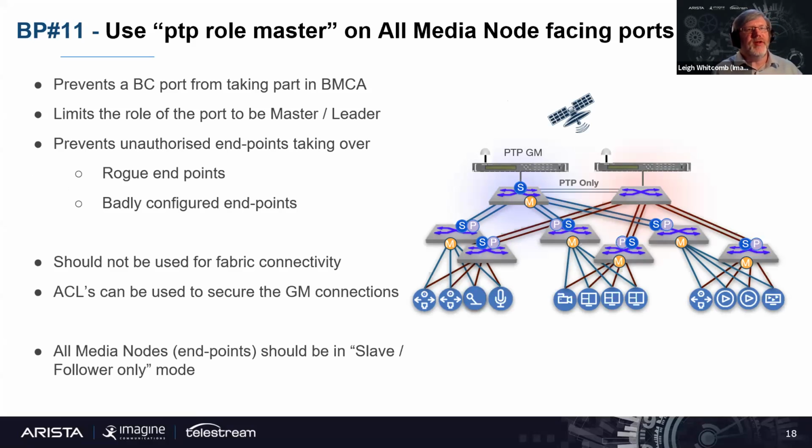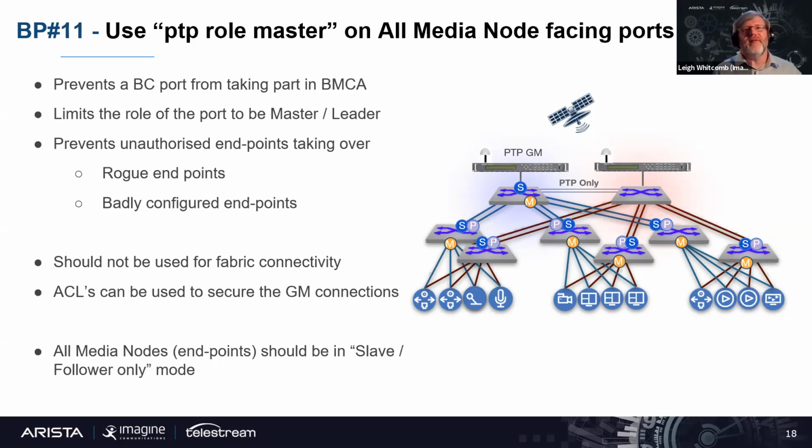By turning on this feature, and you must be in BC mode to be able to have this feature, it prevents any rogue masters or badly configured endpoints taking over the network, which is something you don't want. So this is a very important security mechanism. It hardens your PTP network substantially by just turning on this simple feature.